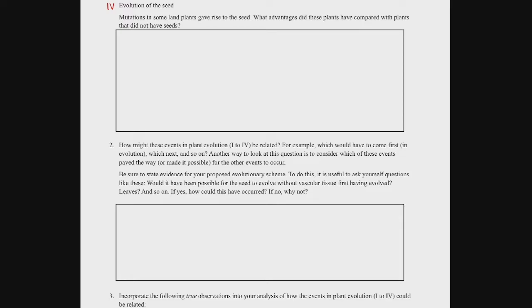Try to reference what our definition was for gametophytes in the last question that we did. We said that those are haploid, have a single set of chromosomes, and that they reproduce sexually. So, mutations in land plants gave rise to the seed. What advantages did seeds have? So the seed contains a partially developed 2N embryo, which was the product of the fertilization of the egg by a sperm from the pollen tube.